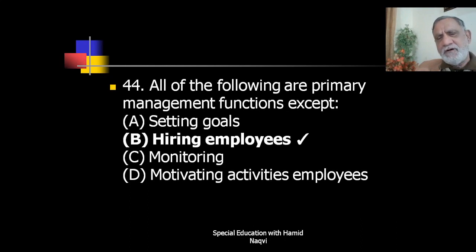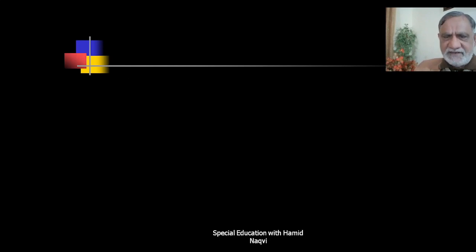Again from management section, this MCQ. All of the following are primary management functions except setting goals, hiring employees, monitoring or motivating activities of employees. Second one, that is hiring employees, is correct.